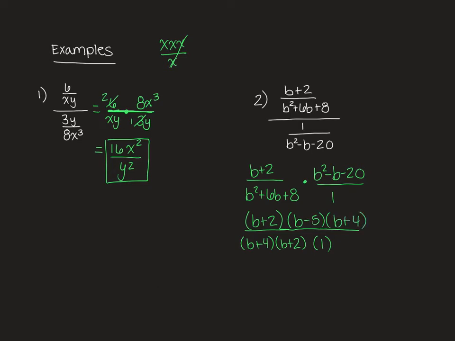So now we can simplify. Everything that matches in both the numerator and denominator can cancel. You would have b minus 5 over 1, or just b minus 5.